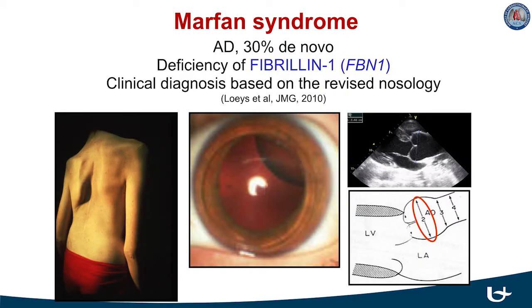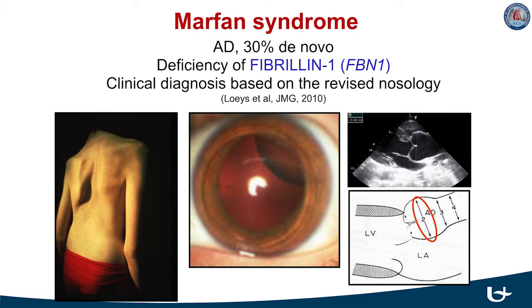Marfan syndrome is an autosomal dominant connective tissue disorder caused by mutations in a gene called FBN1. FBN1 encodes for fibrillin 1. Fibrillin 1 is an important extracellular matrix protein present in the aortic wall, the eye, and skeletal system. Although the condition is autosomal dominant, it is important to know that 1 out of 3 patients with Marfan syndrome is the consequence of a de novo mutation. So the absence of a family history does not exclude this diagnosis.